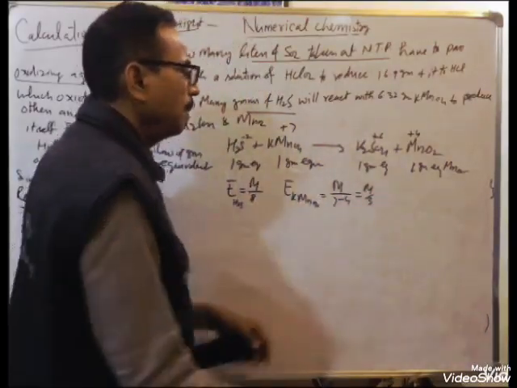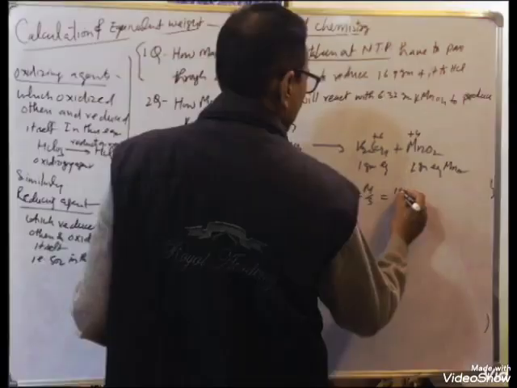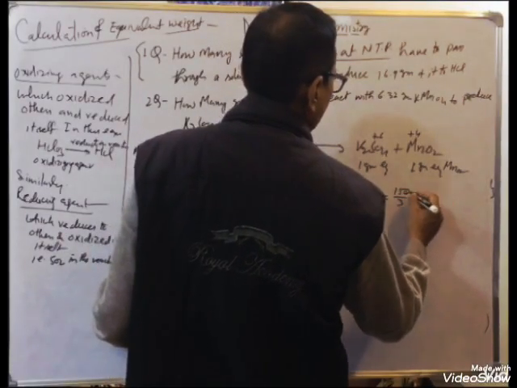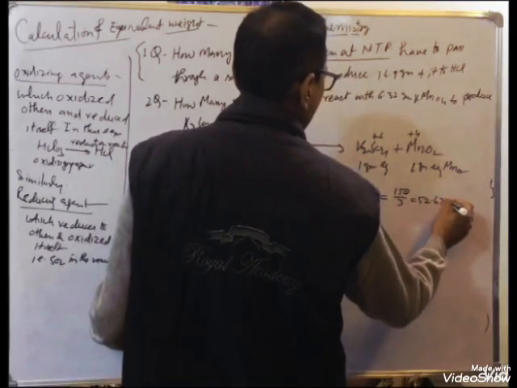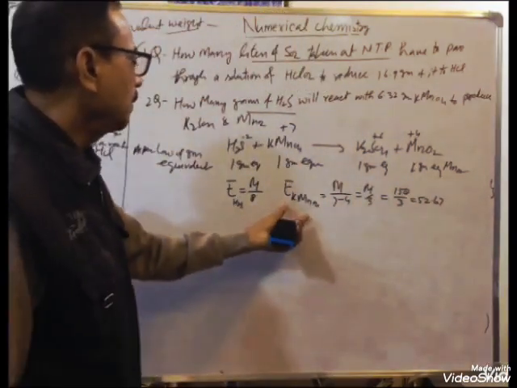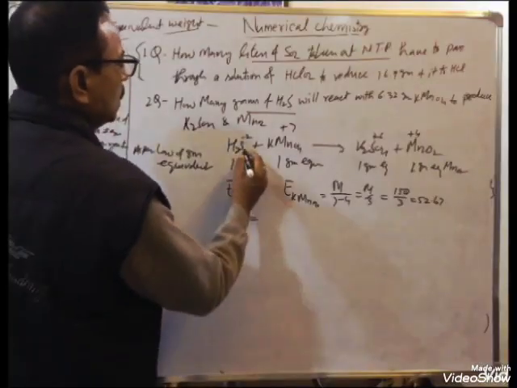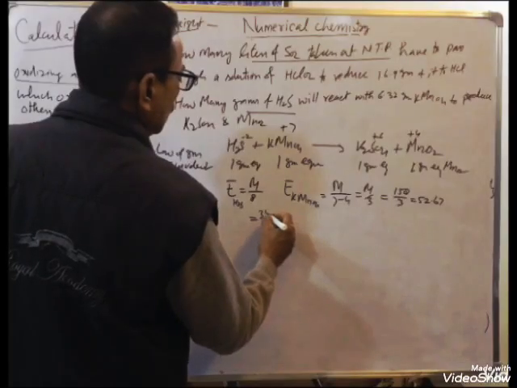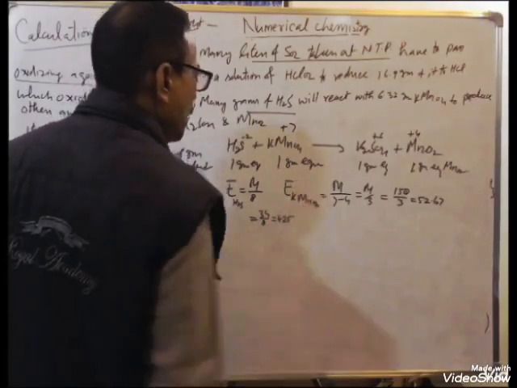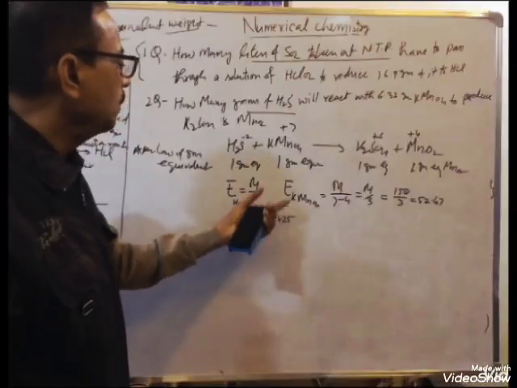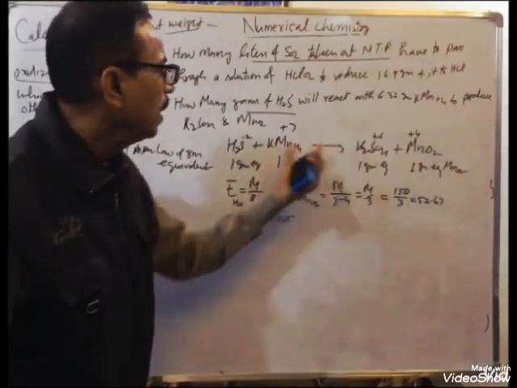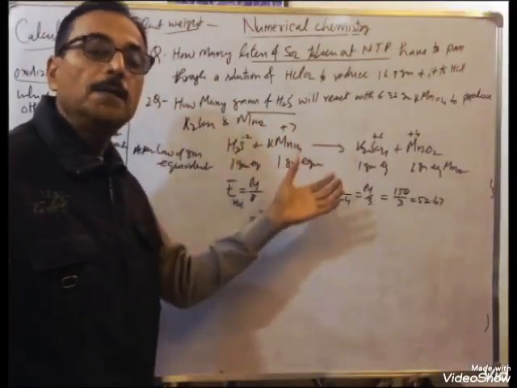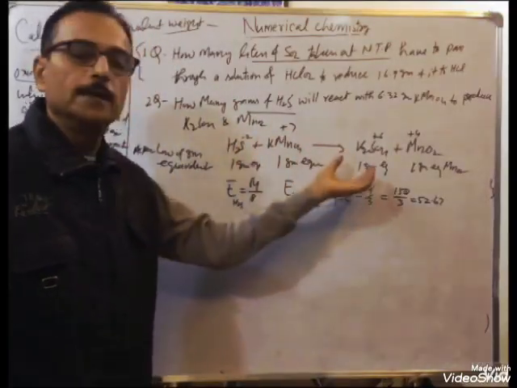So KMnO4 is 158 by 3, that is 52.67. This is the equivalent weight of KMnO4. Similarly for H2S, 34 by 8, 4.25. This is the equivalent weight of H2S. So you have to find out the equivalent weight depending upon the reaction. You must remember equivalent weight always depends upon the reaction.